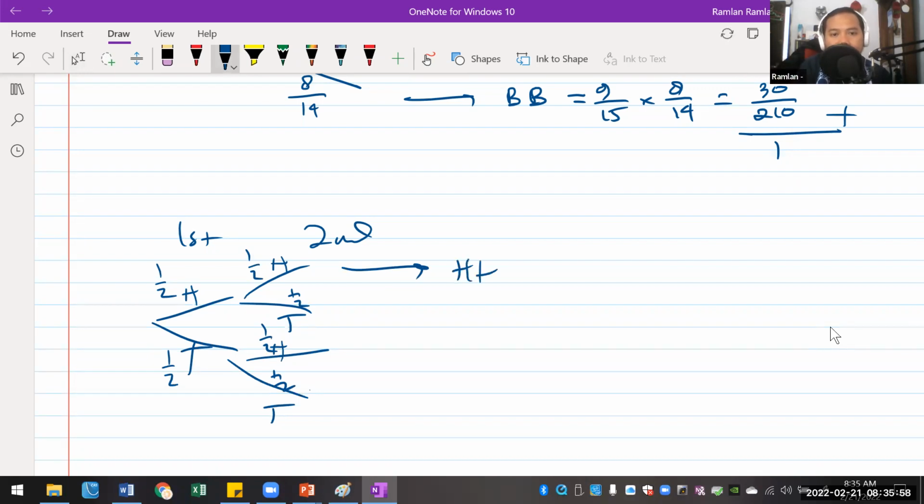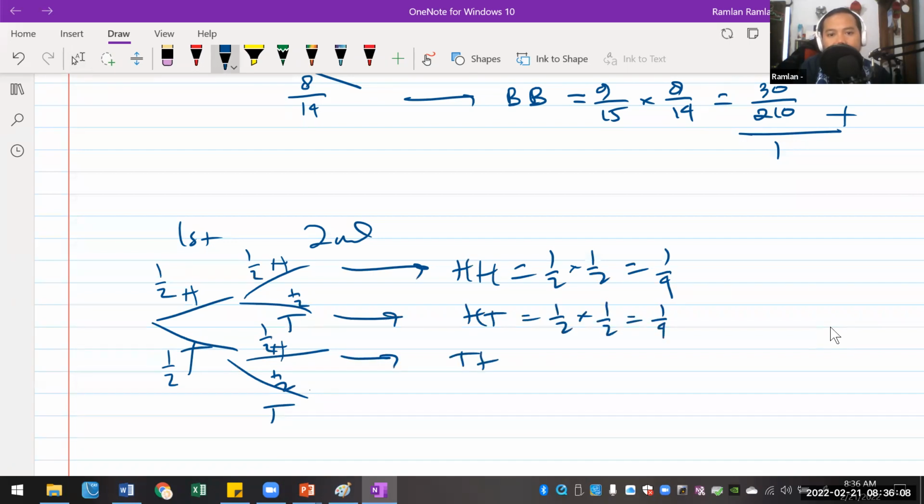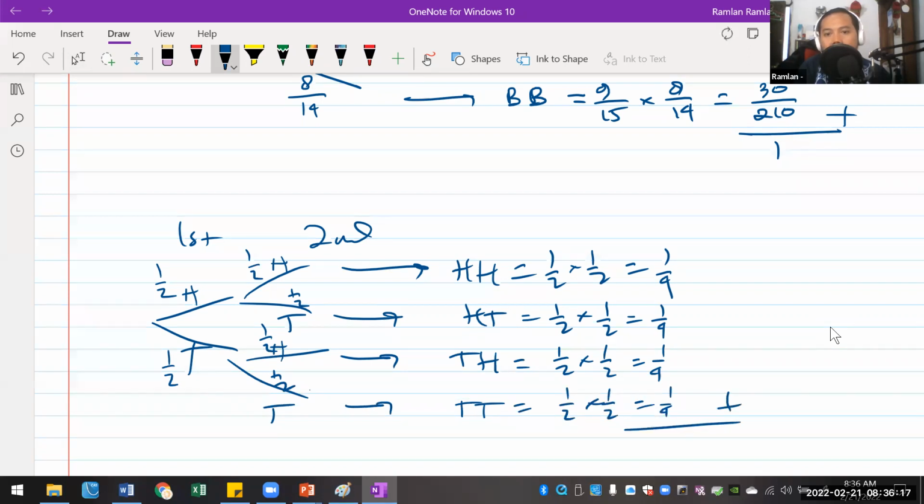If you get head, head, you will get 1/2 times 1/2, which is 1 over 4. The same thing here: head, tail will be 1 over 2 times 1 over 2, which is 1 over 4. And tail, head will be 1 over 2 times 1 over 2 equals 1 over 4. And the last one, tail, tail will be 1/2 times 1/2 equals 1/4. If you add them again, guys, 1/4 plus 1/4 plus 1/4 plus 1/4 is equal to 1.